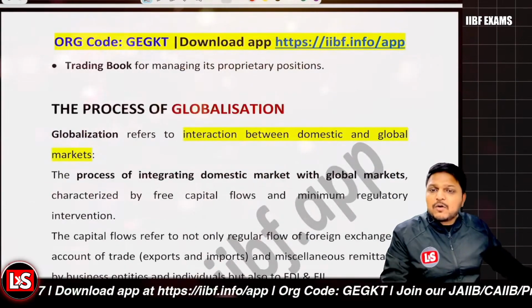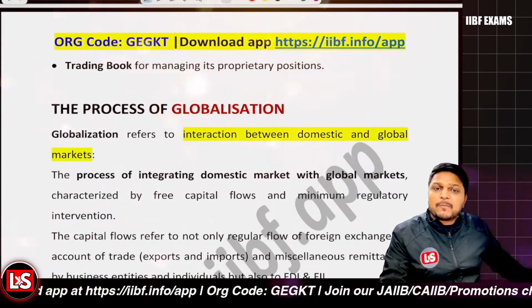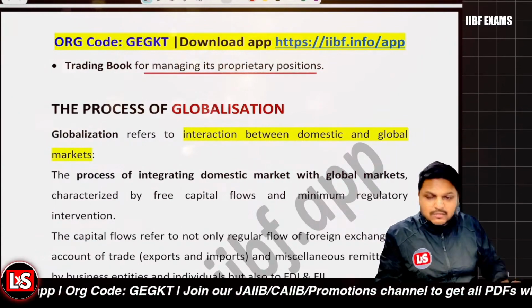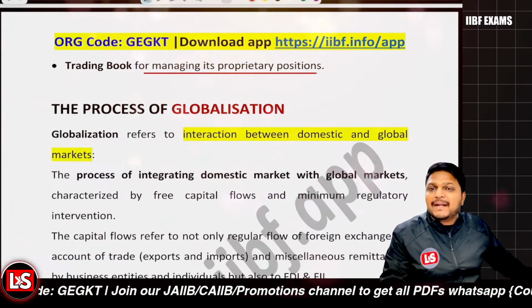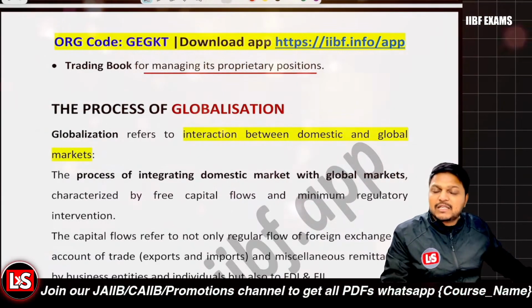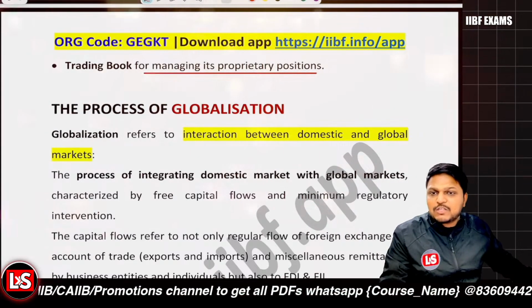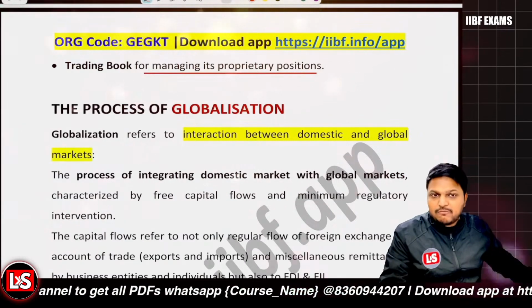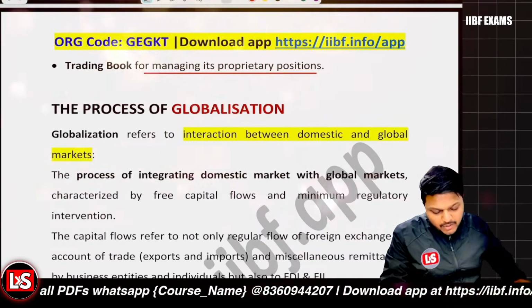The third one is the trading book. It means the proprietary positions that are taken for the bank's own purposes. We have to manage those things. Like you have taken positions in the forex market, money market, securities market, derivative market, so as to maximize your trade profit while managing the market risk.